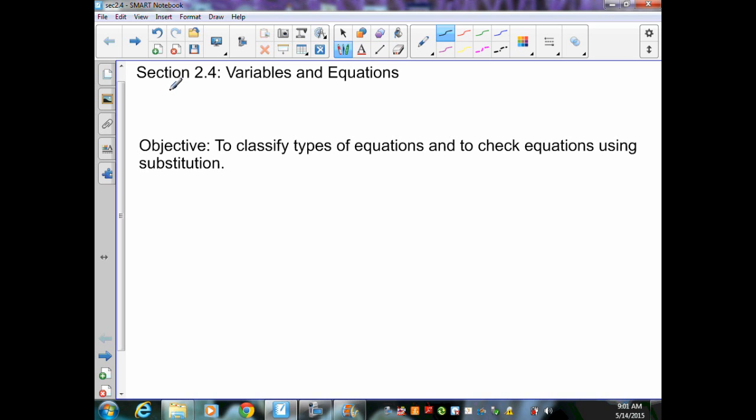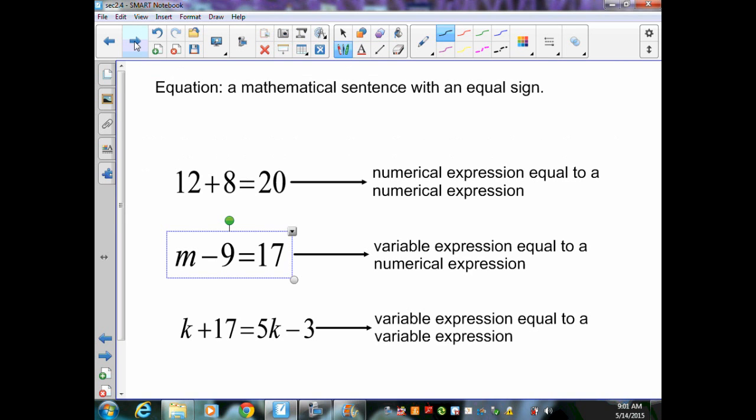Section 2.4, Variables and Equations. What is an equation? An equation is a mathematical sentence with an equal sign. Here are some examples. 12 plus 8 equals 20. This is a numerical expression that is equal to a numerical expression.